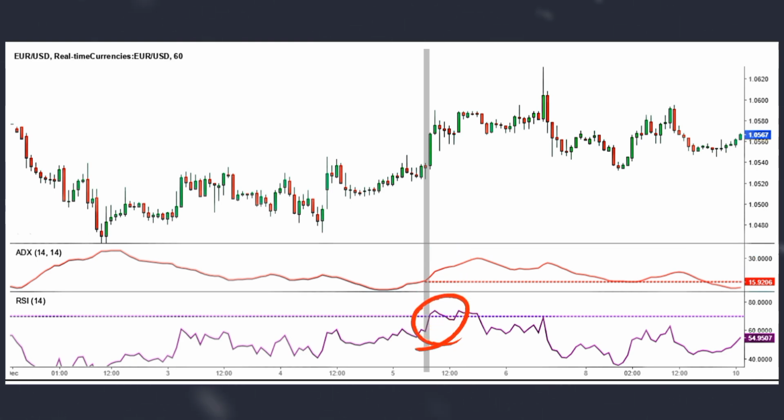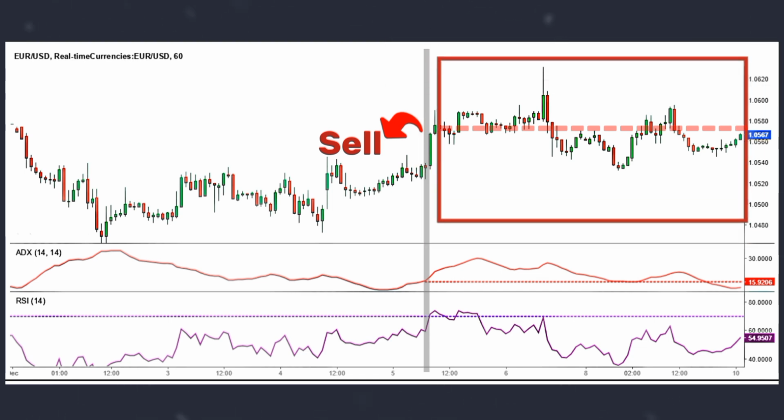This means that the RSI crossing above the 70 level is a valid sell signal. We can see that if a sell trade was executed based on this strategy, it would have been well-timed, as the price remained in a ranging phase after the signal.